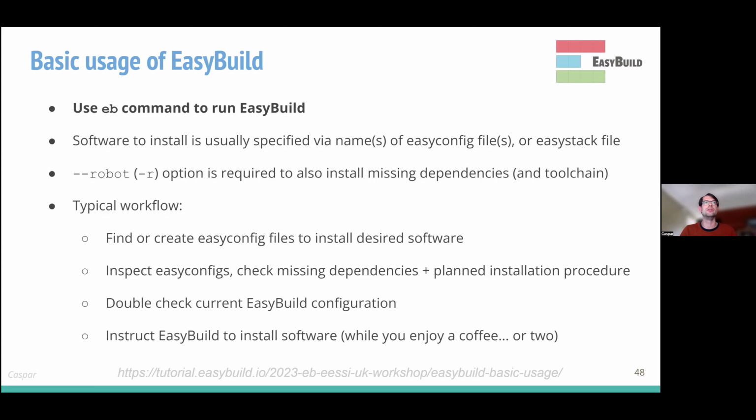And the typical workflow is that you first find whatever EasyConfig you want to install, like what software are you interested in. You probably check the EasyConfig file to see what it is going to do. Does that make sense to me? And you can check for missing dependencies. So what do I think, or what does EasyBuild think it needs to install? You can double check your EasyBuild configuration, right, with your show config. And then you typically instruct EasyBuild to actually do the installation. And especially if there's a lot of dependencies that you need to install, this might take a fair bit of time. So that's why we say enjoy your coffee or two while EasyBuild does the work for you.